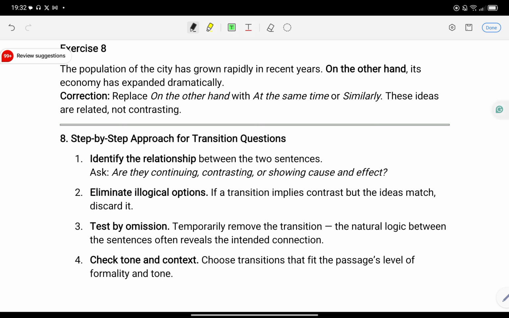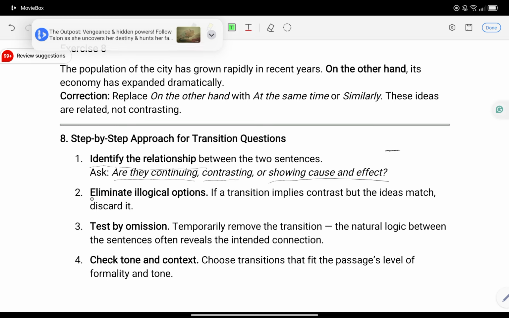So, a step-by-step approach for transition questions. When you see a transition question, look at the sentence and identify the relationship. That's the first step. Identify the relationship between the two sentences in which the transition occurs in the middle. Ask yourself, are they continuing? Are they contrasting? Or is there a case of cause and effect? That will tell you which transition word to use.